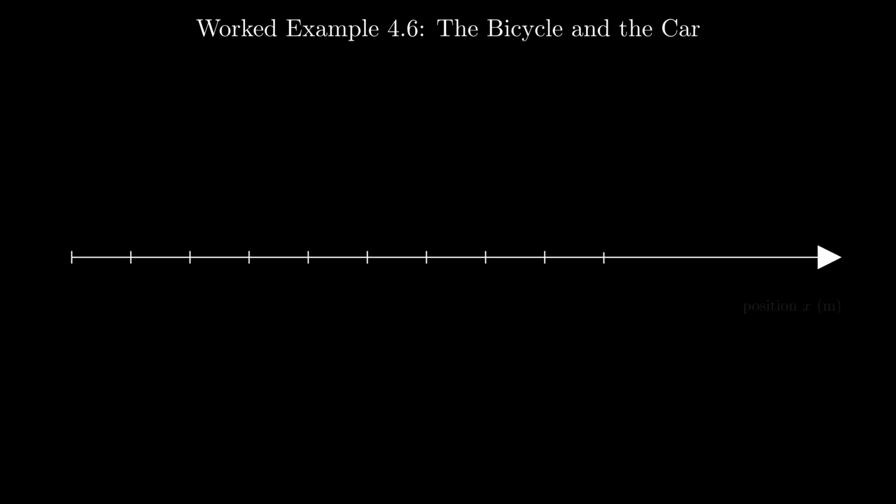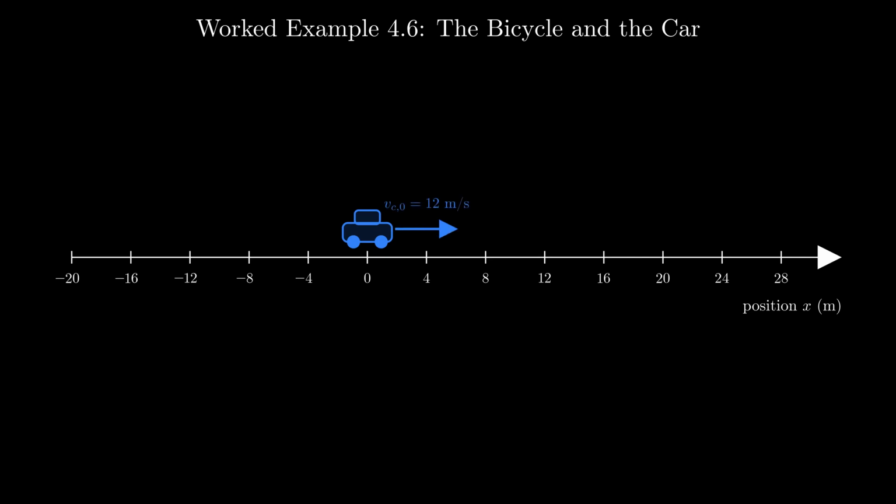Worked example 4.6, the bicycle and the car. A car passes through a green light at time t equals 0 at position x equals 0, traveling at 12 meters per second. At t1 equal to 1 second, the driver starts braking.